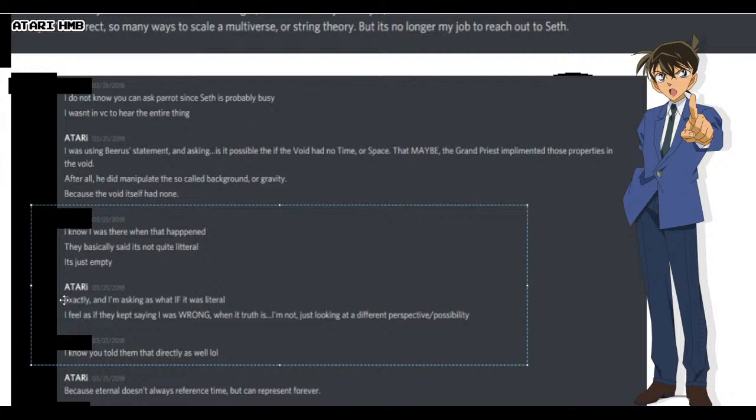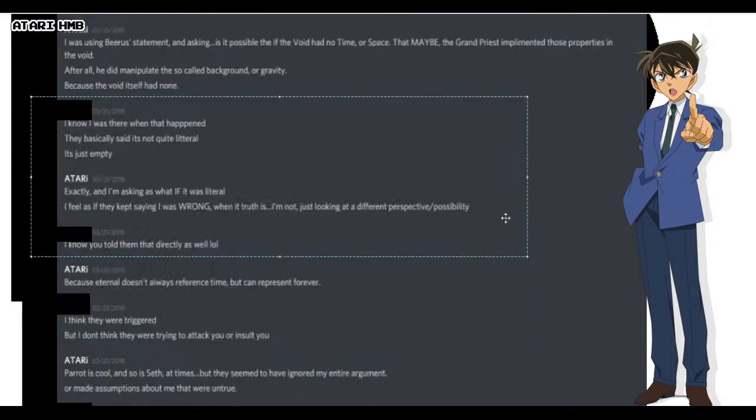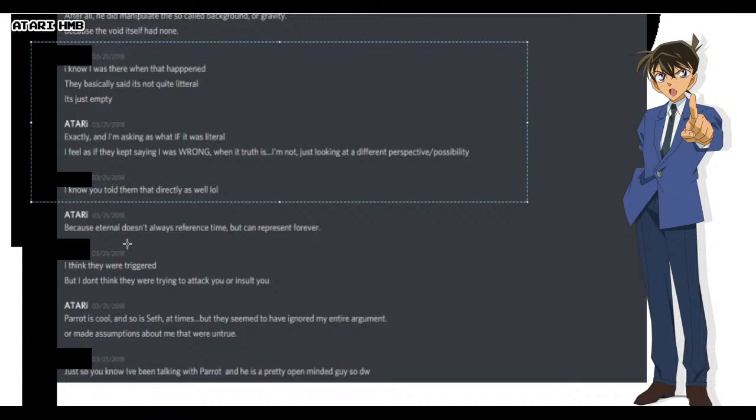Oh, trust me. Andre won't show. I know Andre's not going to show you guys, neither will Roswell, but they have the full screenshots. They know the user. Well, they don't know him, but they know that these aren't fake. These aren't Photoshop. And I said, internal doesn't always represent time, but can reference forever.